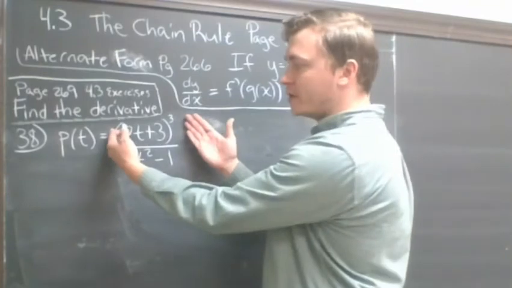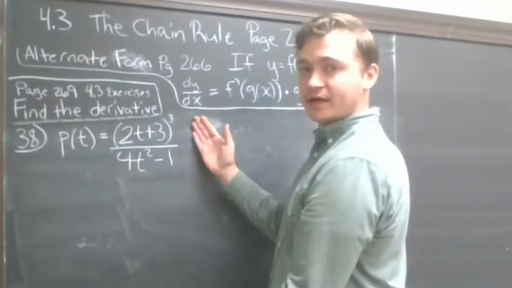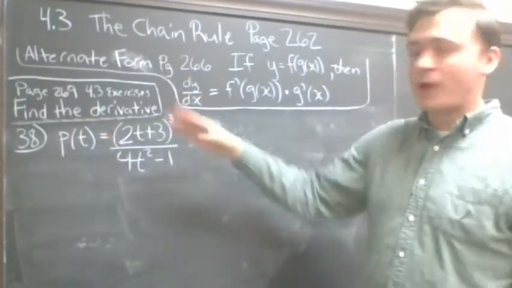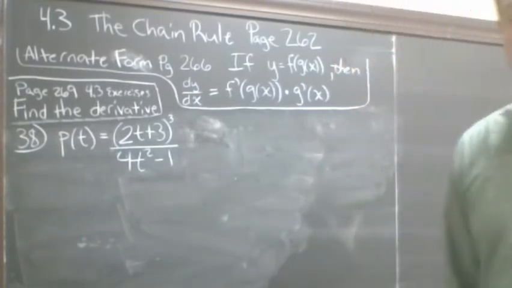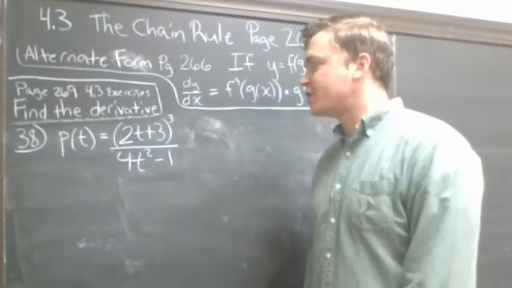For our numerator, we have a composite function. We have a composite function. And then overall, we have a quotient. So we need to use our quotient rule. We need to use our chain rule. And then as always, we need to use our power rule. Go ahead and start it off here.